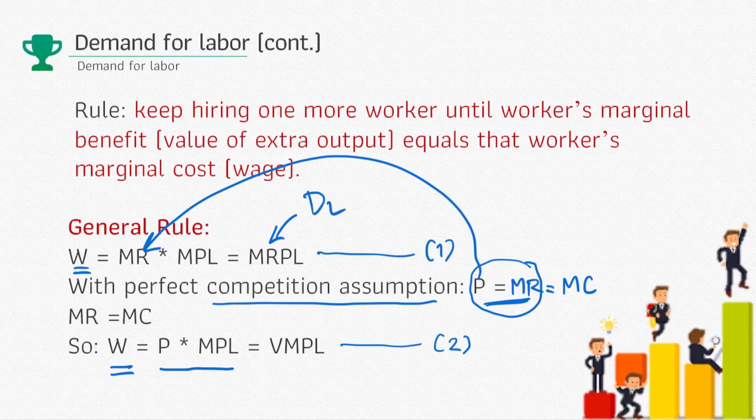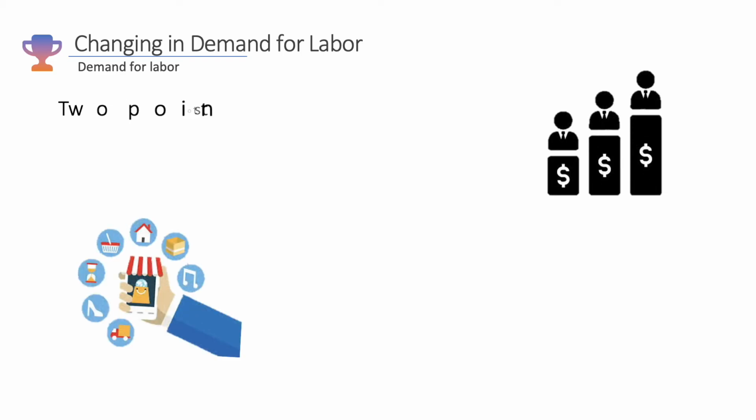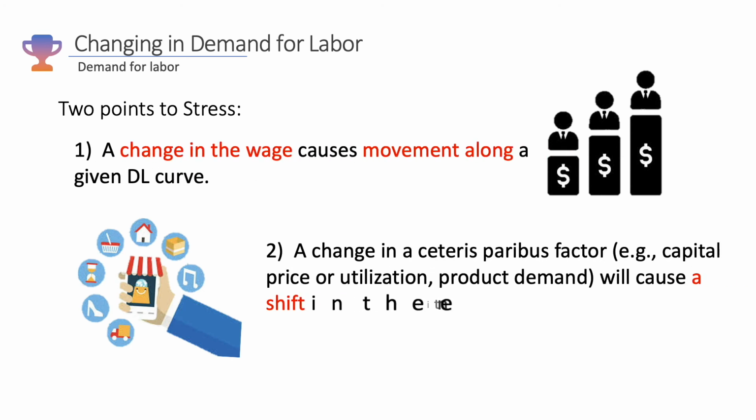The new name of the relation between price and MPL we call value of marginal product of labor, VMPL. So at this time we found that W equals MR multiplied by MPL, equals MRPL, equals P multiplied by MPL, equals VMPL. Later, we consider the change in demand for labor.